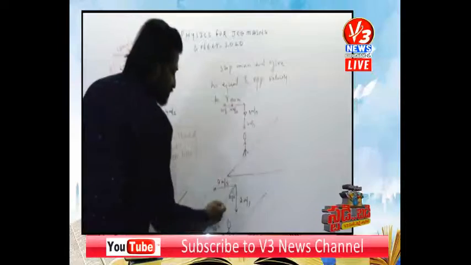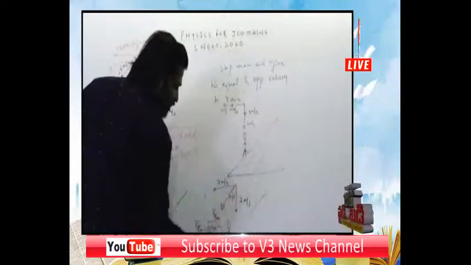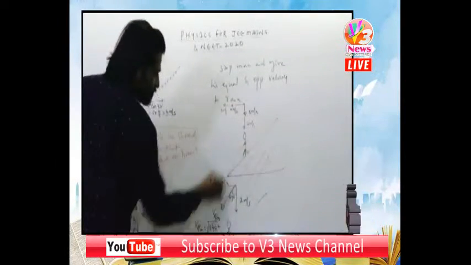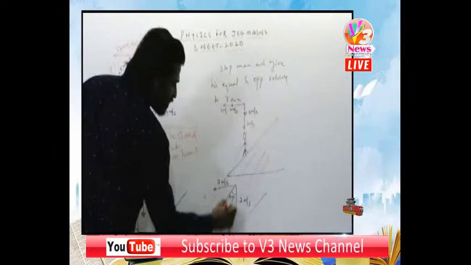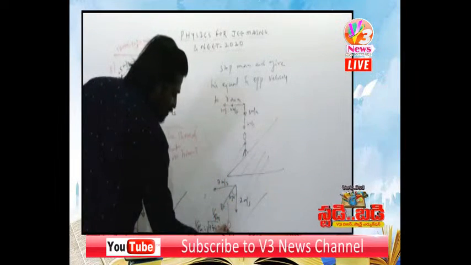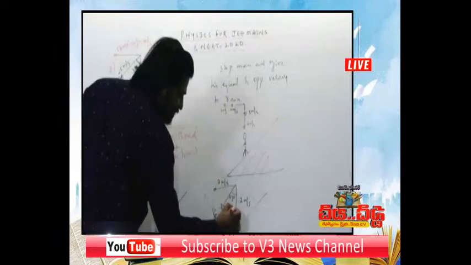That means for this man, the rain appears to be following him in this direction, isn't it? That means he should be holding an umbrella right now. At what angle? In order to overcome this, this is the vertical component, so he should be holding the umbrella like this here.